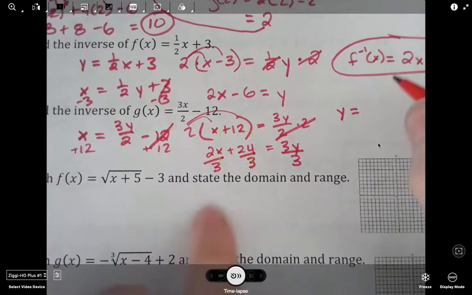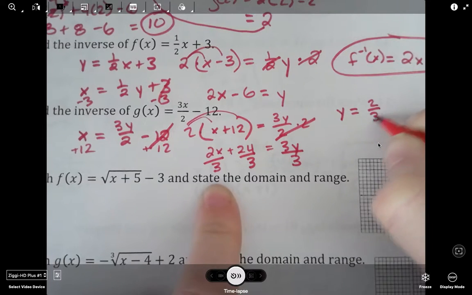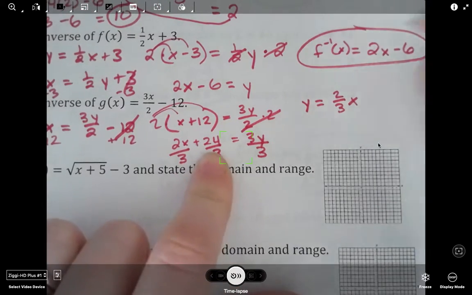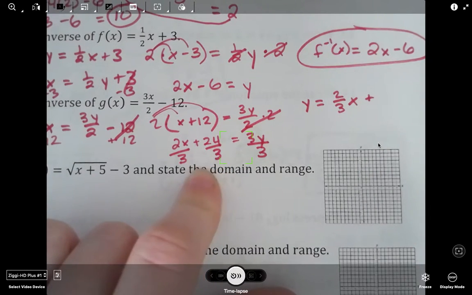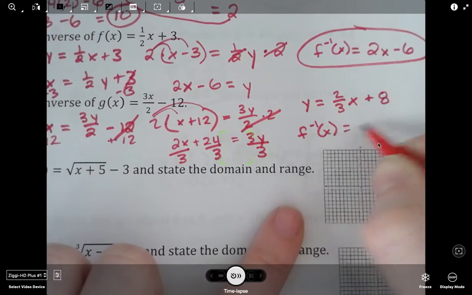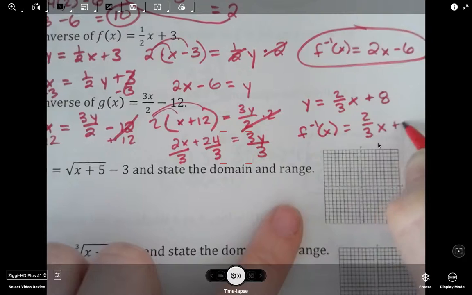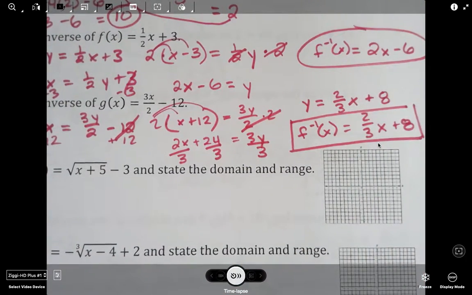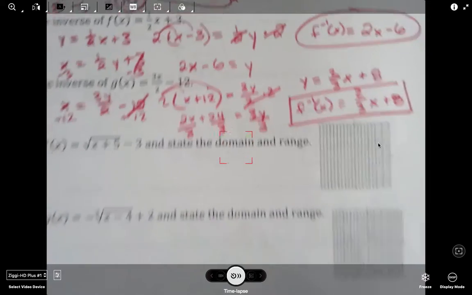So y is equal to 2/3 x, you can call it that if we want to shove the x off at the top, plus 8. Oh, shoot. I should have renamed it. F inverse of x equals 2/3 x plus 8. There we go. Okay, good? All right. Now these next two kind of go together.